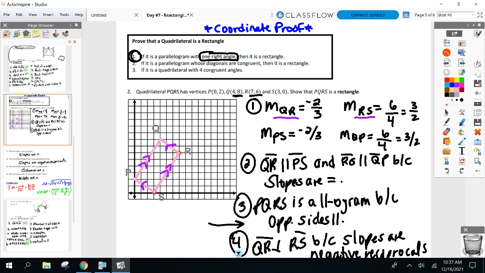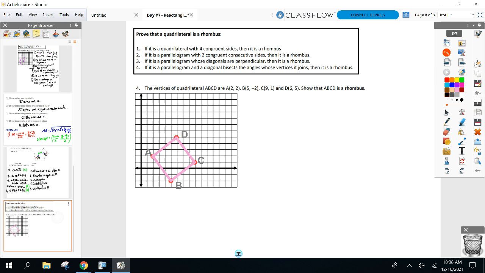Questions? You just got through the tough one. Rhombus is a heck of a lot easier to prove. What do we know about a rhombus? What's the big property about a rhombus? All sides are congruent. That's how we're doing it. Nice and easy. Here's how we're doing it: we're going to show all sides congruent, and we're done.